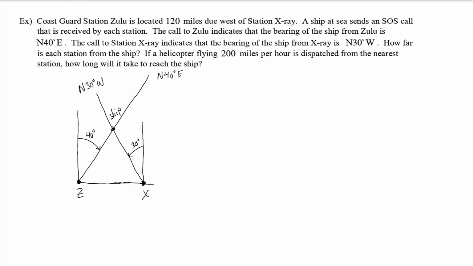And it says, how far is each station from the ship? So basically, I want to know this distance, which I'm going to call, I don't know, A. And then I need to know this distance, which I'm going to call B. I mean, I've got to call them something, so why not A and B? And it says Zulu is due west of X-ray at 120 miles.